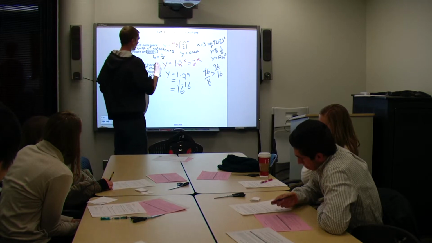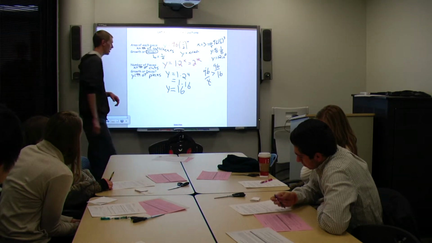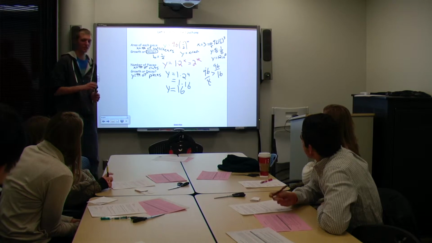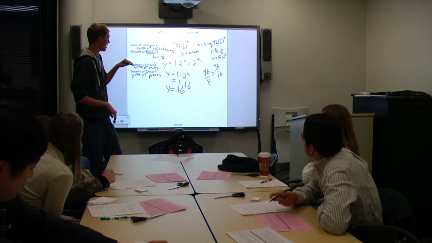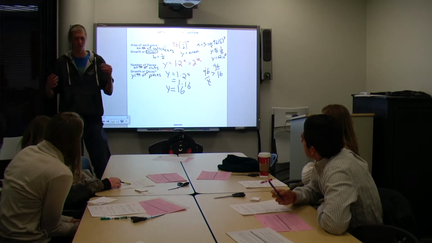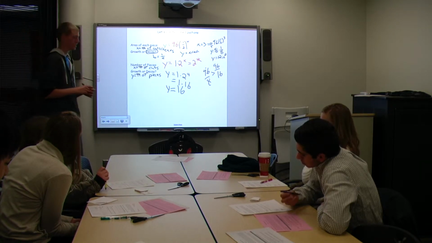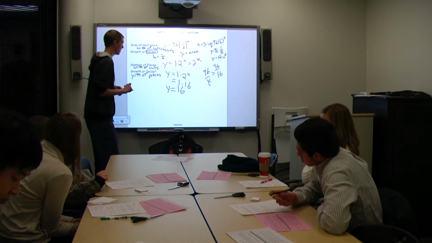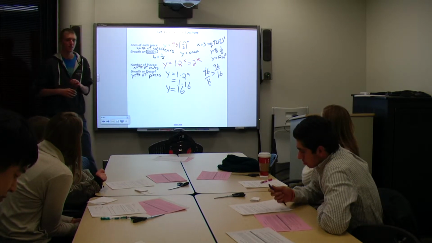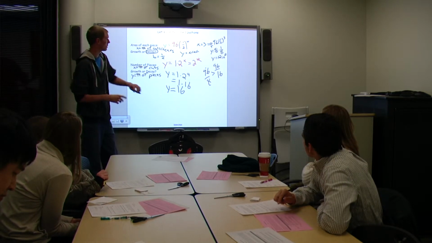Now, if we look at our column for number of pieces in our table, at x equals 4, or at 4 cuts, do we have 16 total pieces? Is that what you guys found? Yeah? All right, looks like we did something right in our equation. So, very good.